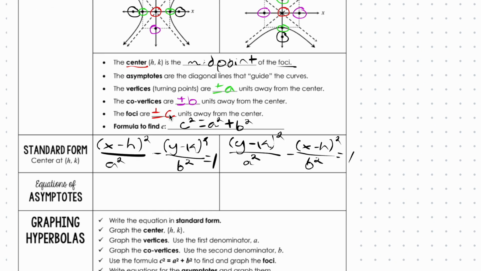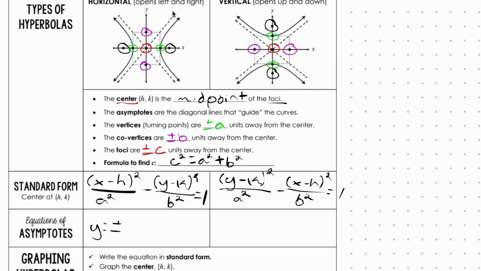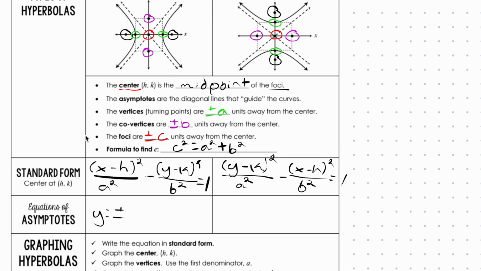Now for the equations for asymptotes, for the horizontal hyperbola, it's just going to be y equals plus or minus. We have to include that plus or minus, right, because it's going in both of these directions. Plus or minus b over a times x minus h plus k.